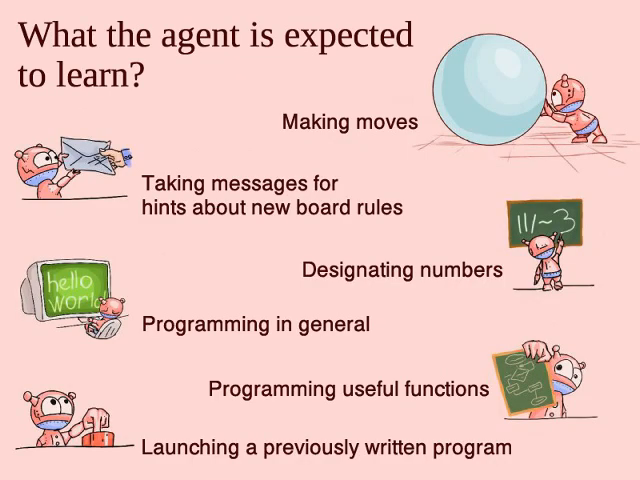What is the agent expected to learn? It has to learn how to move the piece on the board. It has to learn that there is some useful information in the messages that come from the environment. It has to learn a relation between numbers it uses itself and their designations in messages that come from the environment. It has to learn some simple programming language and start using it for writing useful programs for the execution unit. And finally, it has to launch the program it has written before. Now I shall spend some time to explain these aims in some detail.